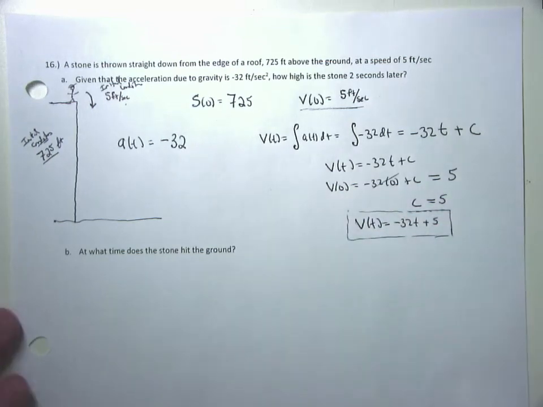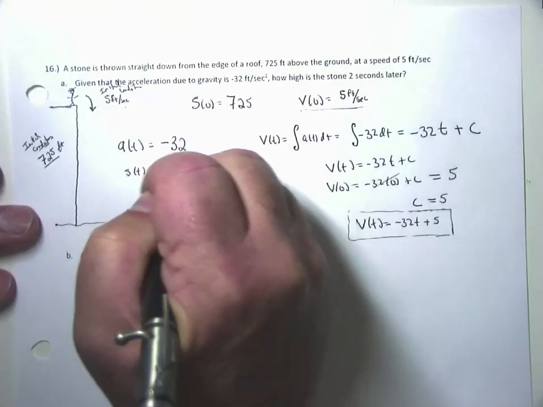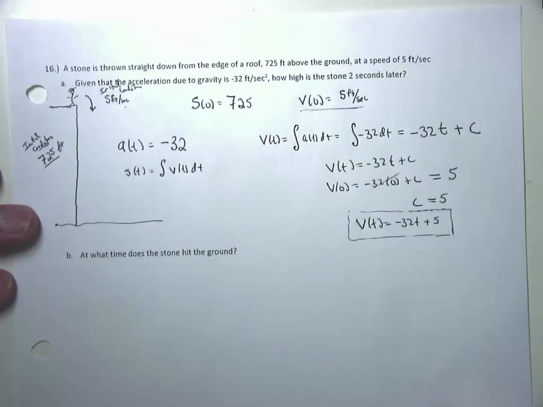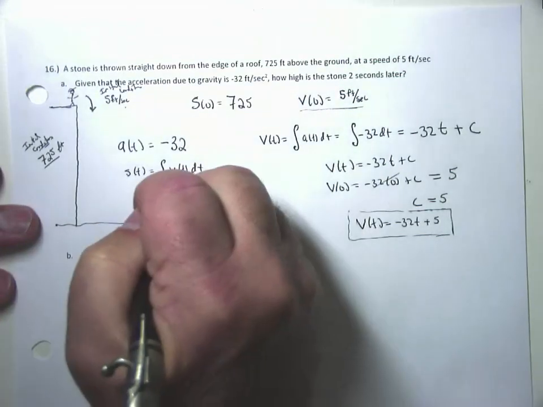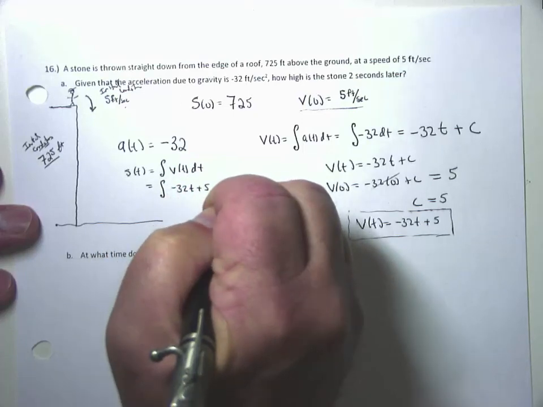That's great, but that's half the battle. What do I have to do to get position? Position, called s of t, is the integral of velocity with respect to time. See previous problem. So this would be the integral of velocity, which is negative 32t plus 5 dt.